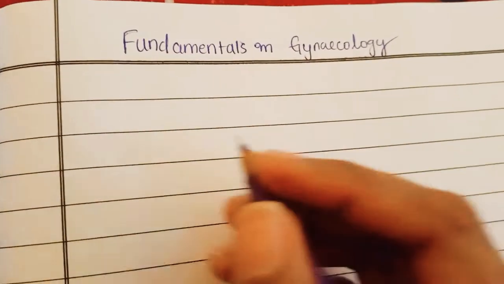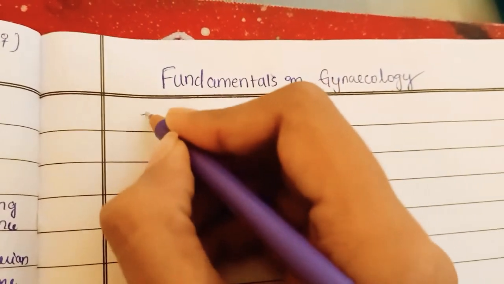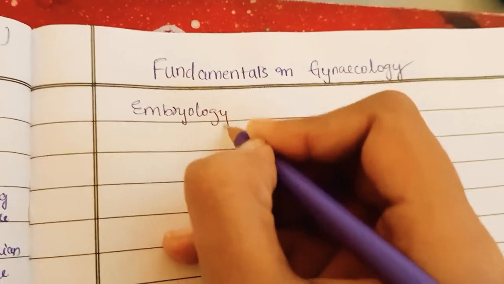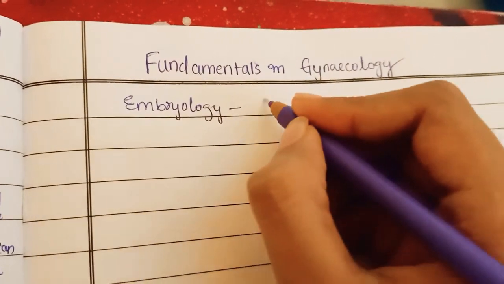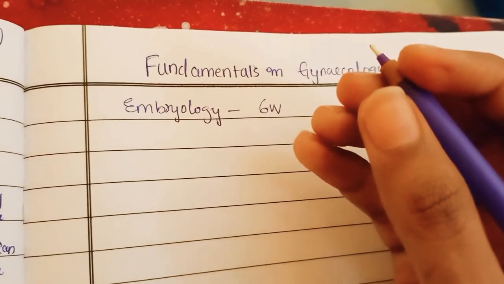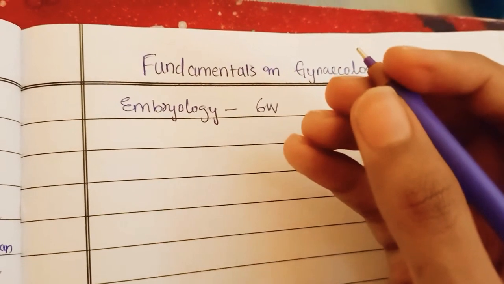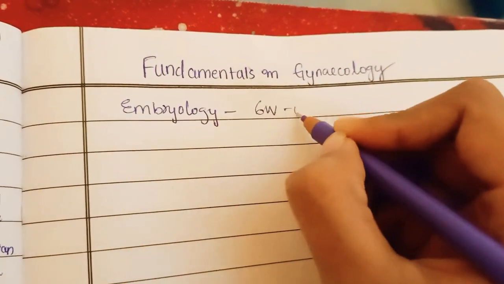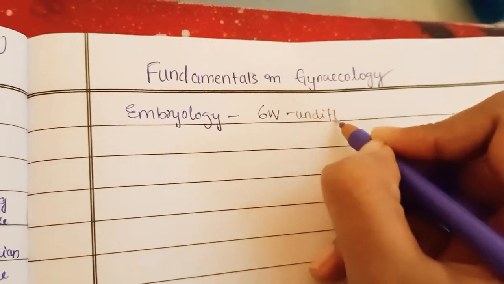Let's begin with fundamentals in gynecology. So first in fundamentals in gynecology, we need to start with embryology. So in the embryology, the first thing which you see is till 6 weeks, the conceptus which has formed is bipotential. That is, either it can turn into male or into female. So till 6 weeks, it is undifferentiated.